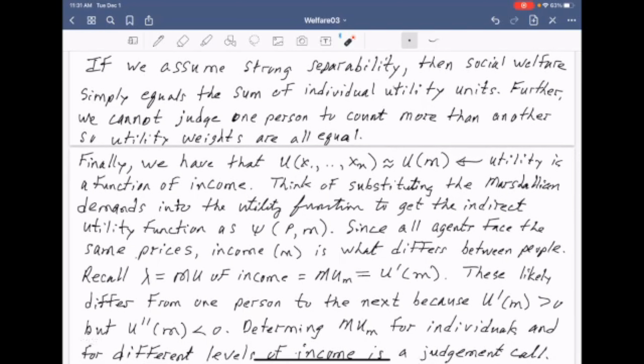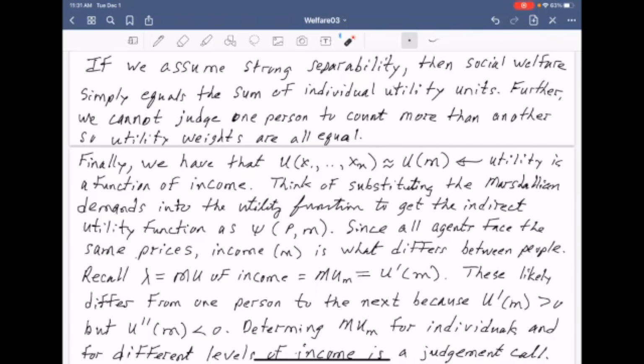Then we have that the utility of any person is given by a function of X1 to Xn, and we can write that as the utility of income. So utility is a function of income. So think of substituting the Marshallian demands into the utility function to get that indirect utility function, which we denote as psi, a function of prices and M. Since all agents face the same prices, income is what differs between people. So that's one reason that we're able to do this here.